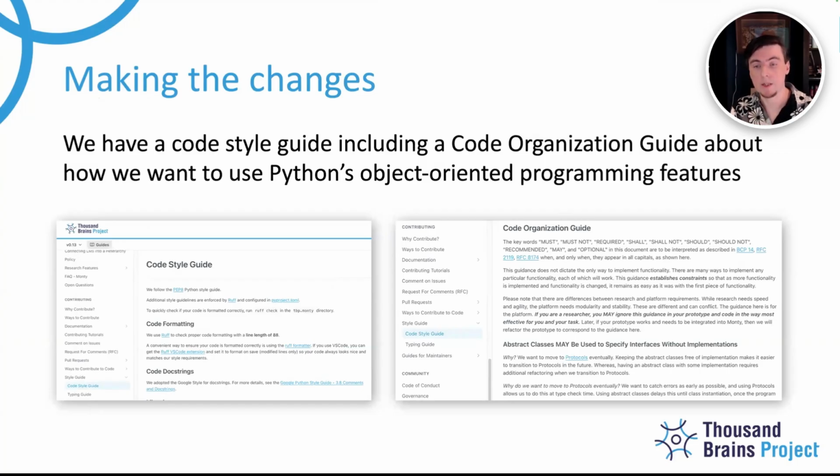Another thing I want to call out is that we have a code organization guide, which documents how we want to use Python's object-oriented programming features. Some of them we don't necessarily want to use because they make things more complicated than they need to be. So there's a nice document there that you can go through and figure out how that might fit in.